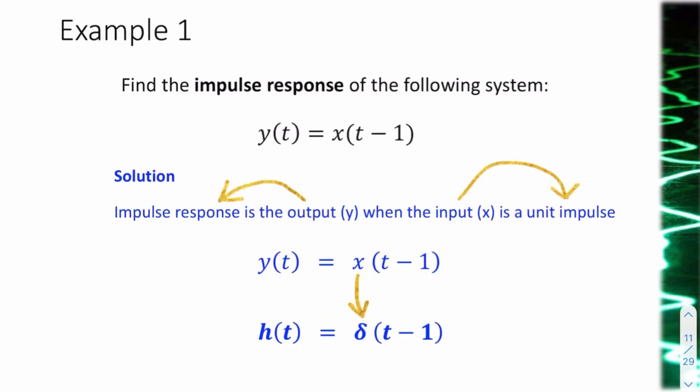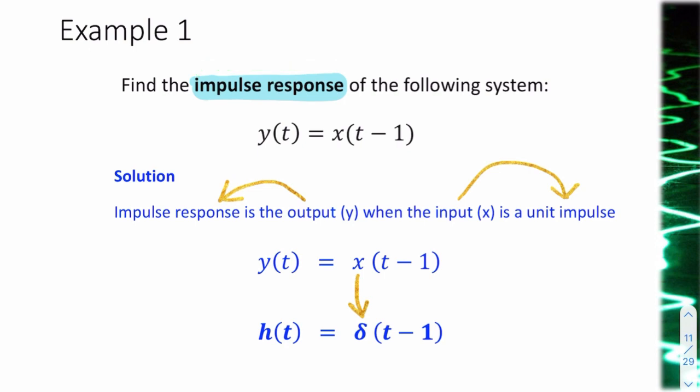Now let's take an example. We're asked to find the impulse response of a system that's being described using an expression that links the output to the input. So this looks like a delay. The output is equal to the input after delaying by 1 second. So this system is a unit delay. The output is equal to the input 1 second ago. The question is, what's the impulse response?